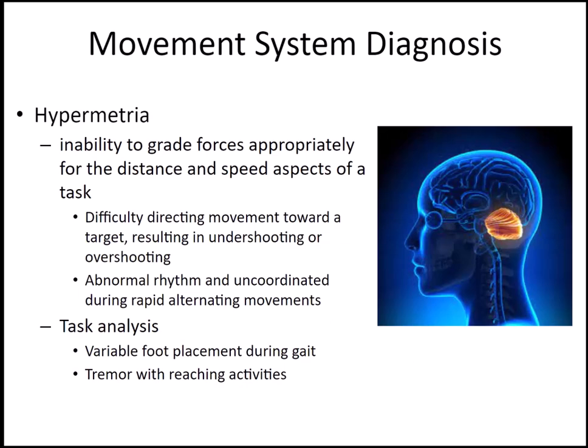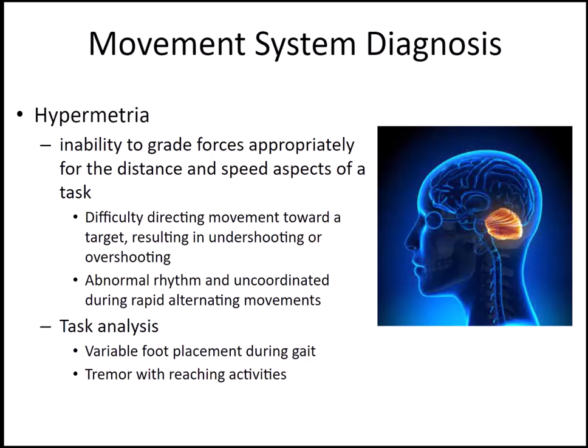Cerebellar disorders, if you remember way back to the fall semester when we talked about the movement system diagnoses, are considered hypermetria. And that means nothing more than the inability to grade forces appropriately for whatever the task is. It has to do with speed or distance of the task. A person might present with overshooting or undershooting a target, or any kind of dysdiadochokinesia, which we've covered before.